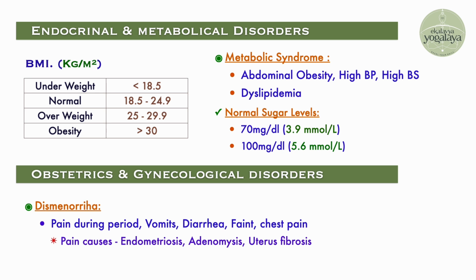Obstetrics and gynecological disorders. Dysmenorrhea, the problem during periods, with vomiting sensations, diarrhea, fainting sensation, chest pain. The problem causes endometriosis, adenomyosis and uterine fibrosis.